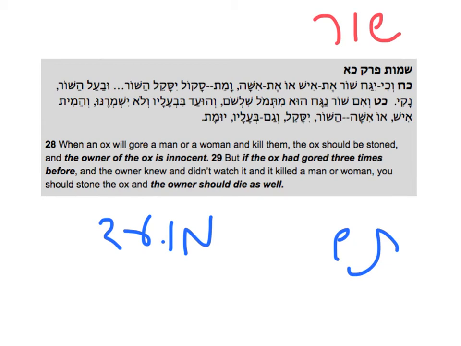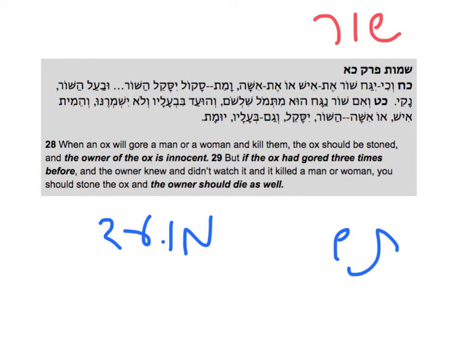If you look at the psukim, we'll look at the English quickly: when an ox will gore a man or a woman and kill them, the ox should be stoned, and the owner of the ox is innocent. But if the ox had gored 3 times before, that's a mu'ad situation. Now the owner knew and didn't watch it. So now the owner knows that this is a dangerous ox, that this ox can easily do damage in the future. We know that it's dangerous. Then it says the owner shall die as well.